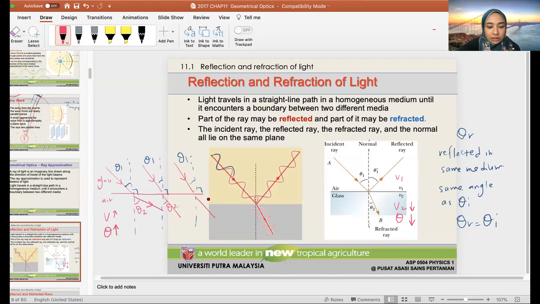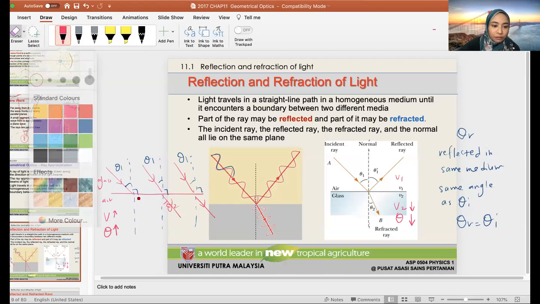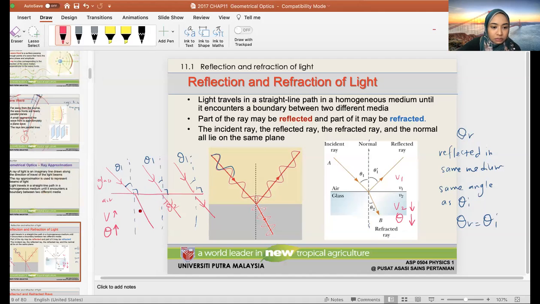Patutnya samalah. Sorry, tersilap pula. Okay, so padam balik. Bending away from the normal. Susah yang lukis. Sekejap. Okay lah, bending lah tu. Bending away. So maksudnya angle dia lagi besar daripada incident angle. That is bending away from the normal.